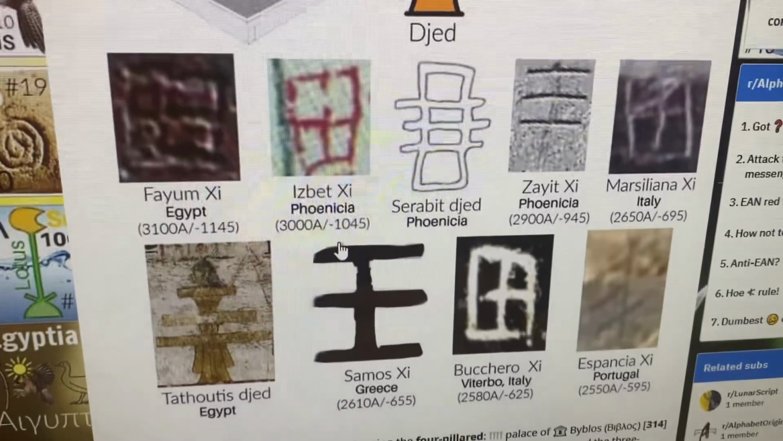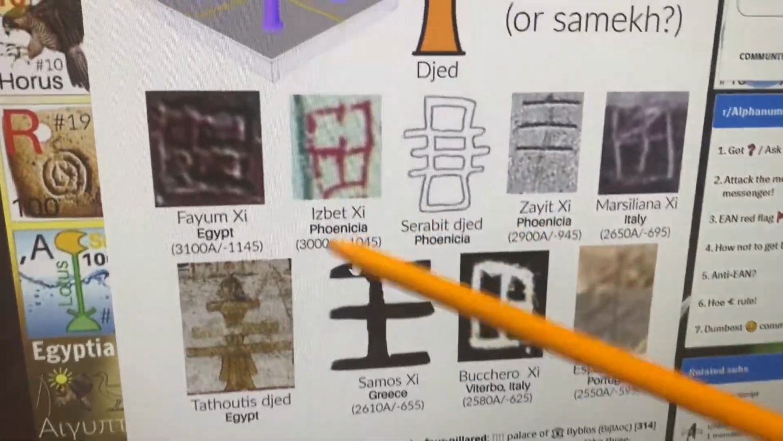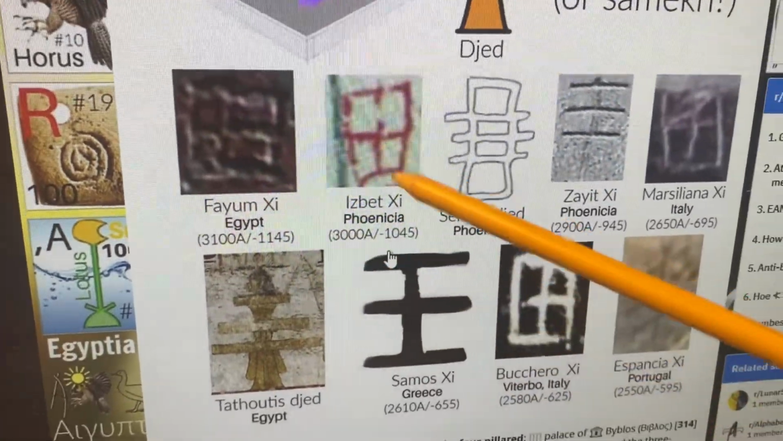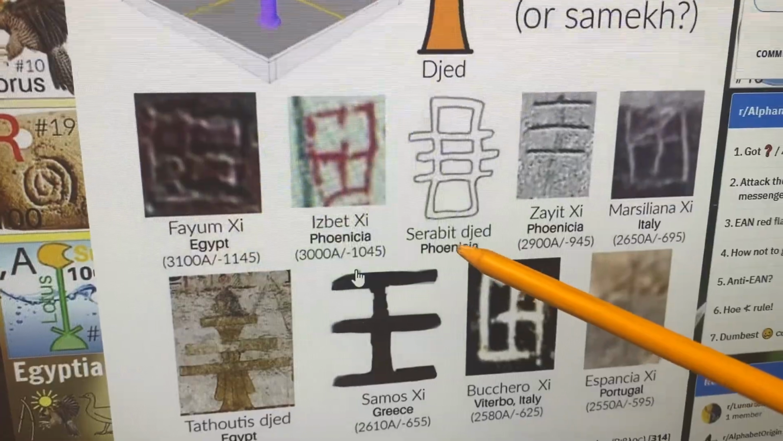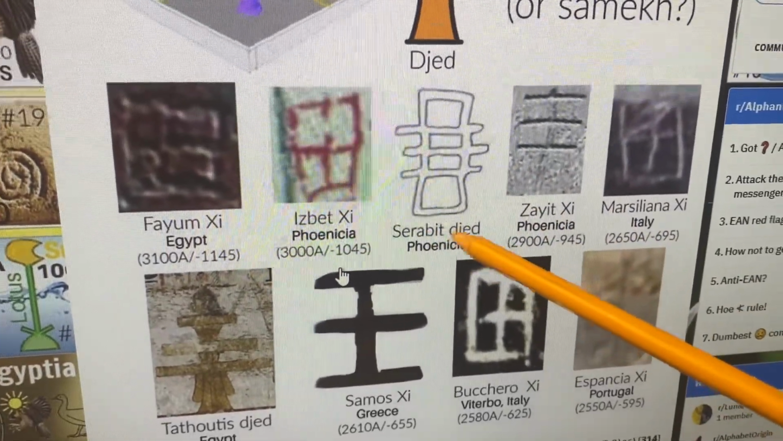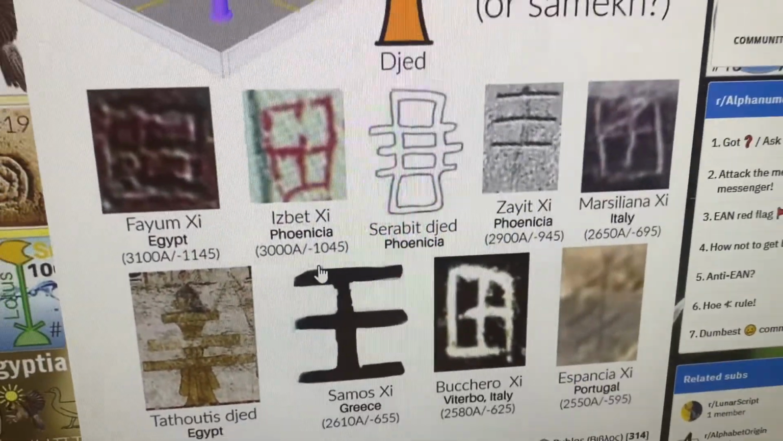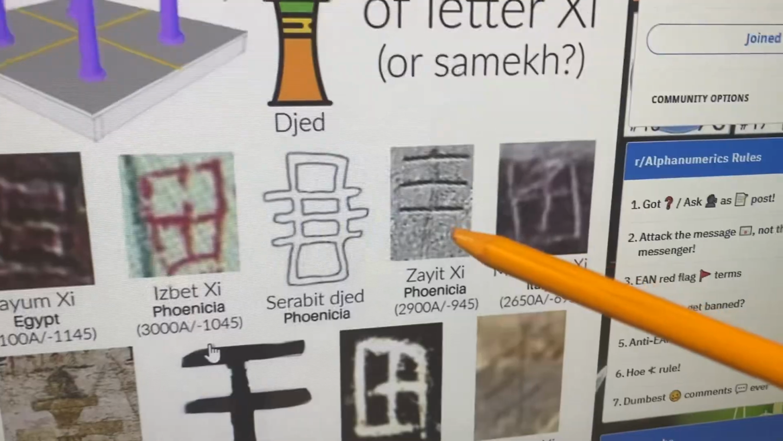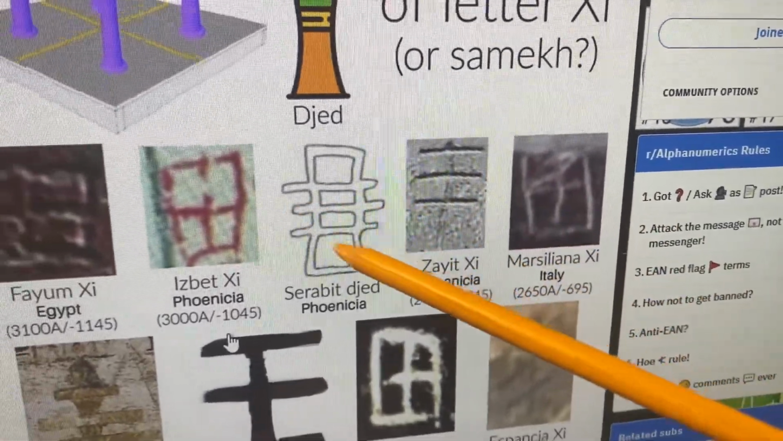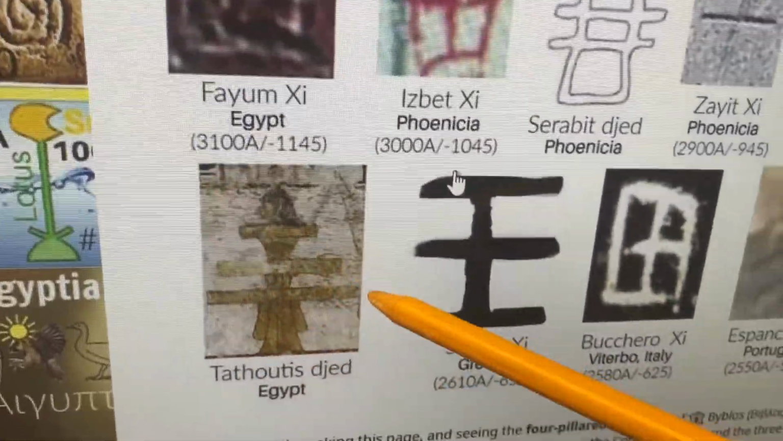And here's the early forms of Xi. So when they started making these, here's the Fayum Xi, square boxes. Isbet Xi, Serabit, it's got 3. This is the Serabit in the Sinai Peninsula. There's ones carved like this. And then the Zayat stone, this is where they started using 3 bars. Instead of 3 bars here, we see a 3-bar Djed or Xi.